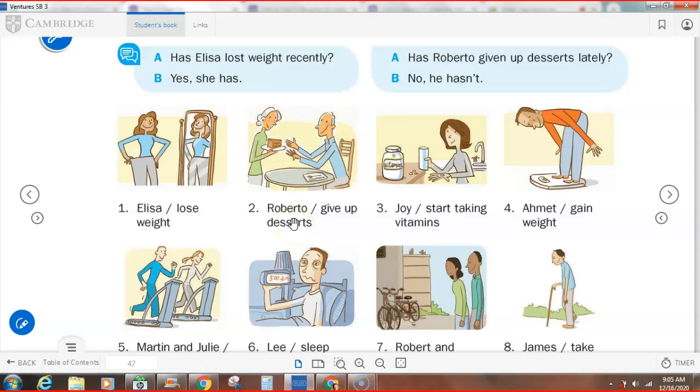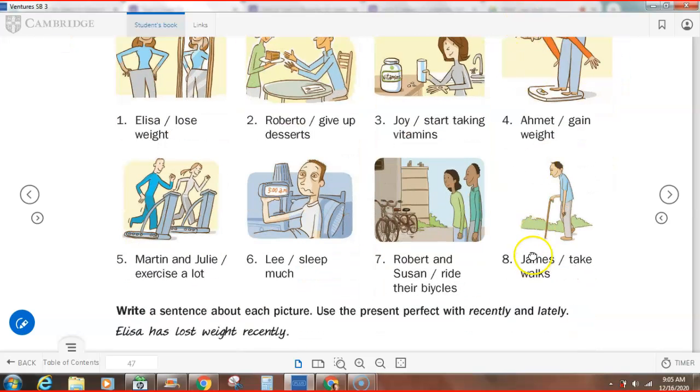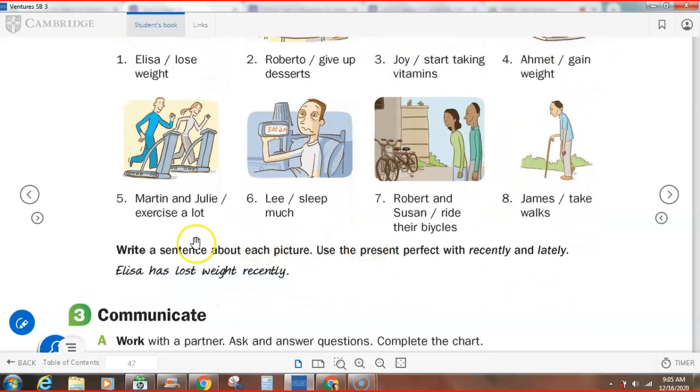Has Roberto given up dessert? No, he hasn't. Has Joy started taking vitamins? Yes, she has. Good. Has Ahmed gained weight recently? Yes, he has. Good. Have Martin and Julia exercised a lot recently? Yes, they have. Good.